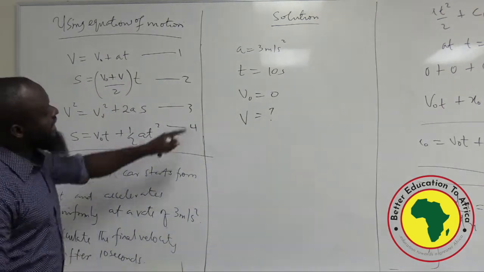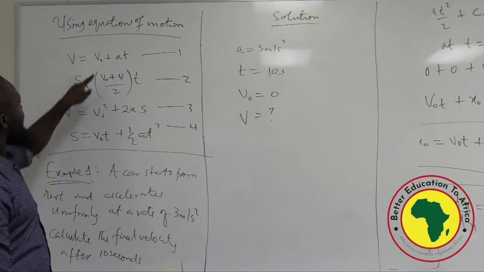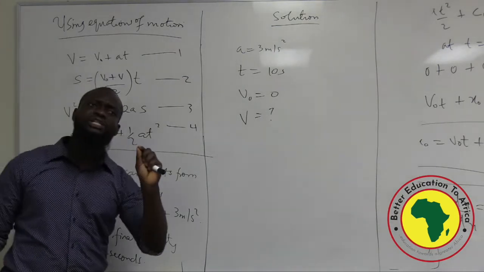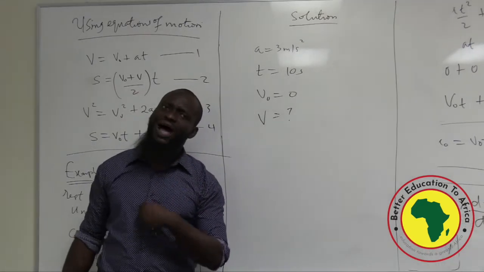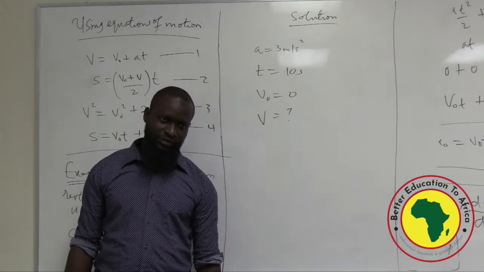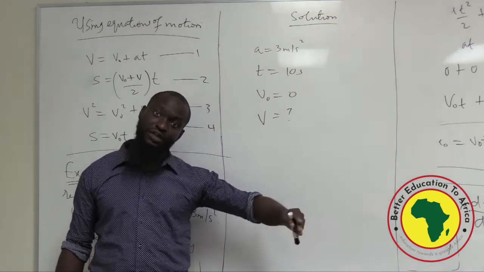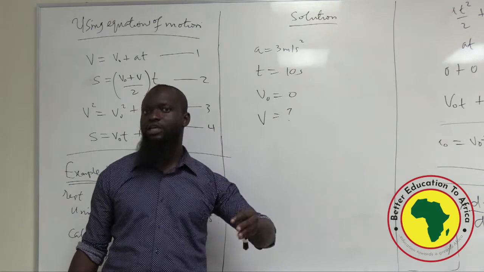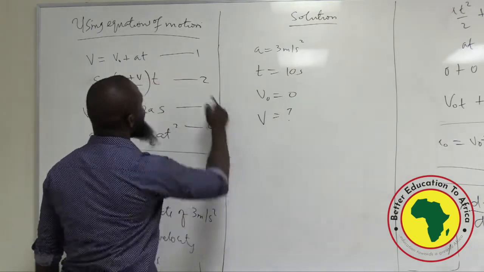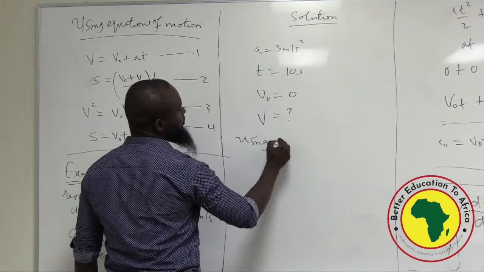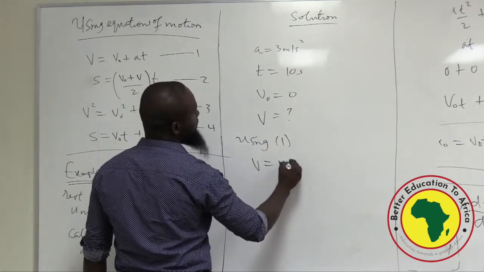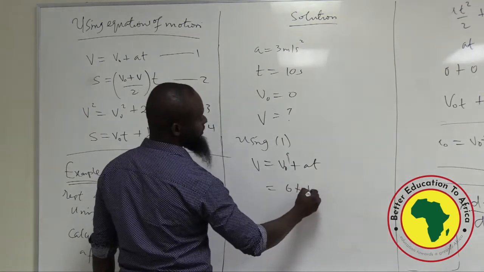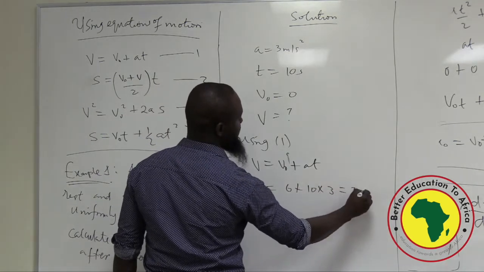So I'll look for an equation that has all of this: v naught, a, t, looking for v. The equation I need is one that has what I'm looking for as the only unknown, and every other thing known. If it has two unknowns, we might need a combination of equations. We'll see some of those kinds of problems. So I'm going to use equation 1. Using one, v is v naught plus at, which is 0 plus 10 times 3, which is just 30 meters per second.